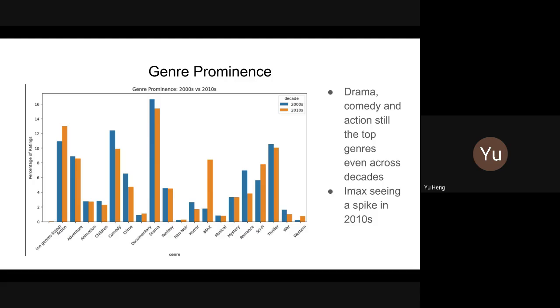Okay, next, moving on to genre prominence, comparing the 2010s and the 2000s. From this graph, you can see that drama, comedy, and action are still the top genres across decades, showing how timeless they are. And one other thing that I noticed from this graph is the spike in IMAX in the 2010s, due to improvement in the visuals and tagged accordingly. Yeah, that's all from me.